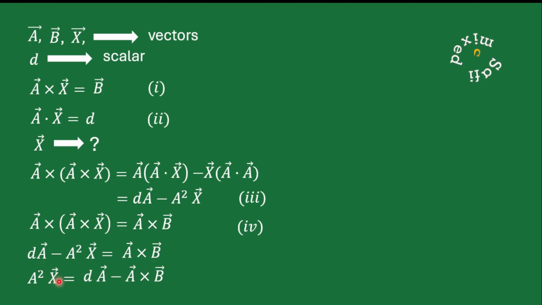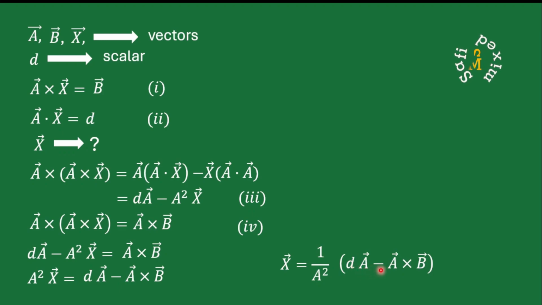Now the coefficient of vector x is a scalar, that is the square of the magnitude of vector a, and we know we can divide any vector equation by a scalar. So dividing both sides of this equation by a squared, I can put this equation finally into this form. That is, vector x equals 1 over a squared into d times vector a minus the cross product of a cross b. So now you see vector x is completely represented in terms of vectors a, b, and scalar d. So if we know about vectors a and b and scalar d, we can completely specify vector x.